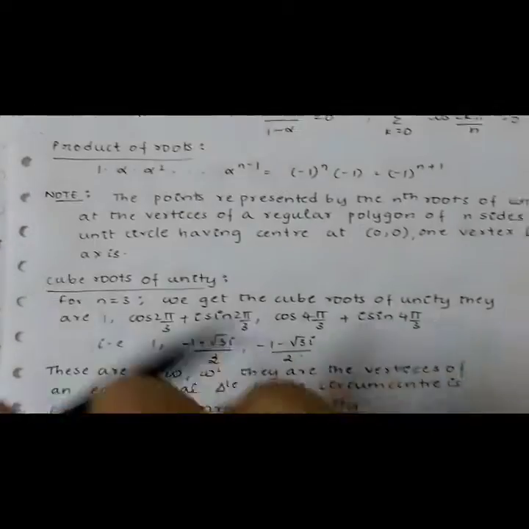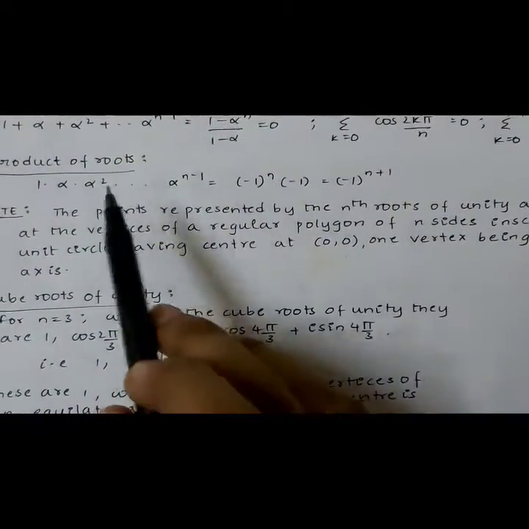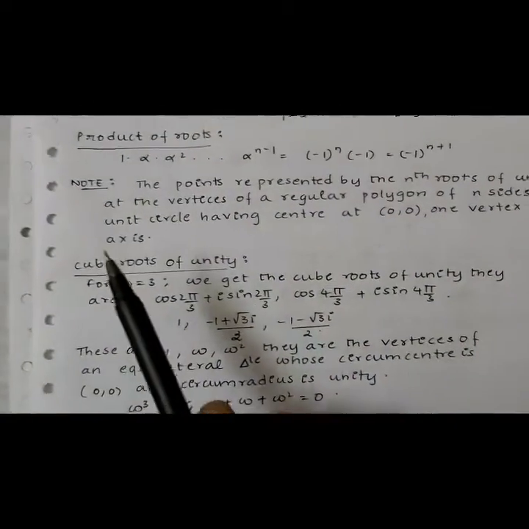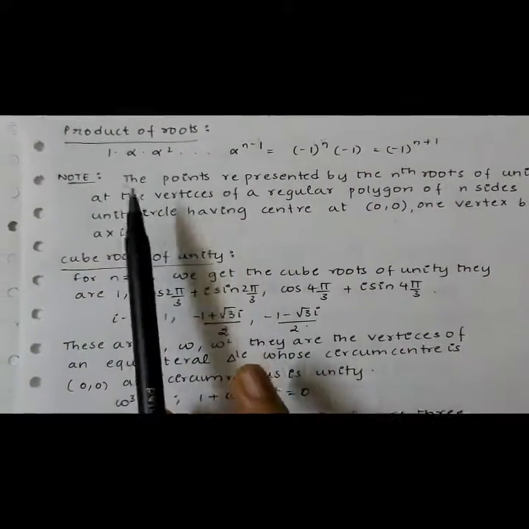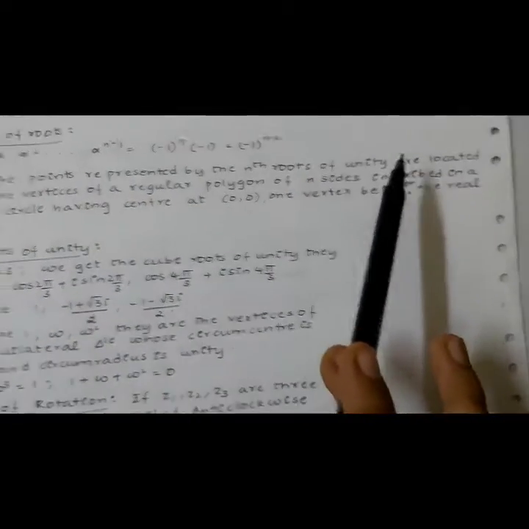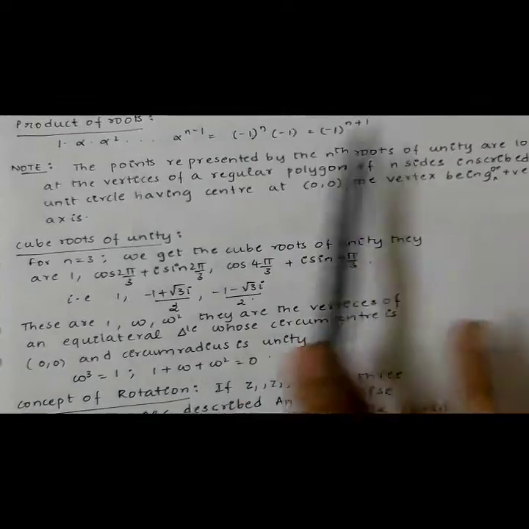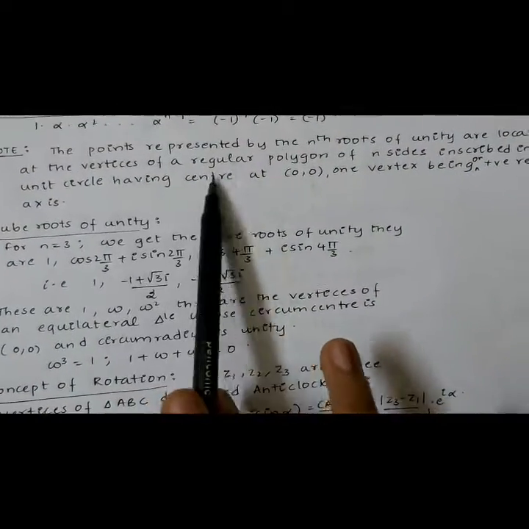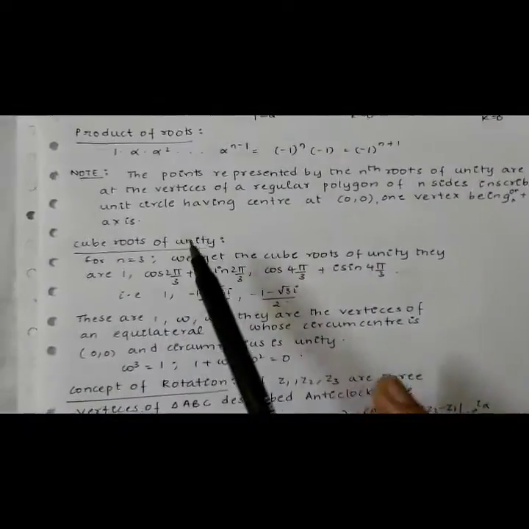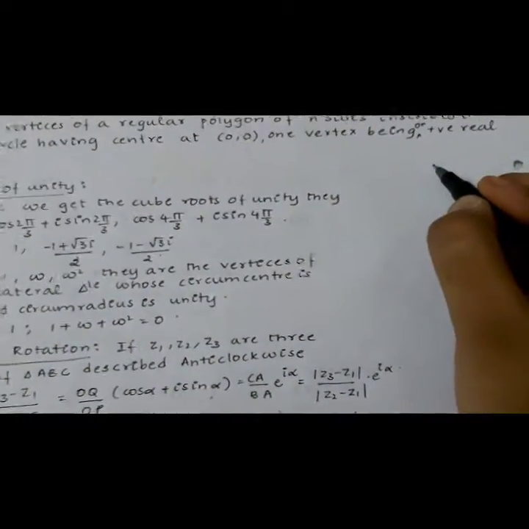Product of roots. The product of all these roots is (minus 1) power n minus 1, that is, (minus 1) power n plus 1. You have to note an important point here. The points represented by the nth roots of unity are located at the vertices of a regular polygon of n sides inscribed in a unit circle having center at (0, 0), one vertex being on the positive real axis. That is, it can be represented like this.